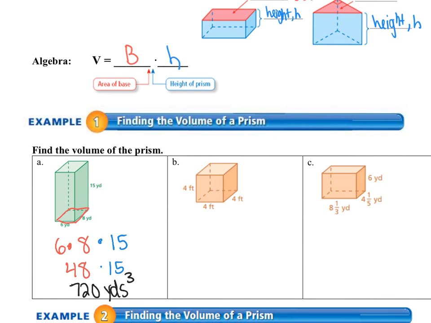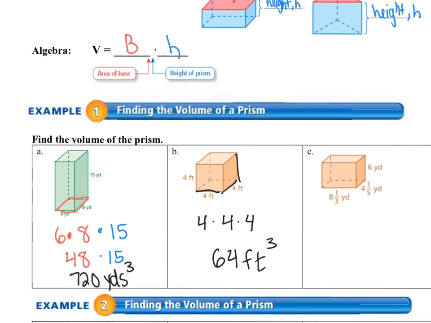If you notice, to find the area of the base, we multiplied the two dimensions together. But all we really had to do is multiply each of the dimensions together to get the volume. So in B, we're going to do this by just multiplying 4 times 4 times the height, so 4 times 4 times 4. You can just put that in your calculator and you will get 64 feet cubed. And hopefully that is enough examples for this type of prism.